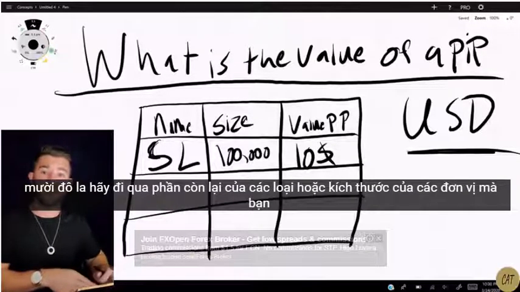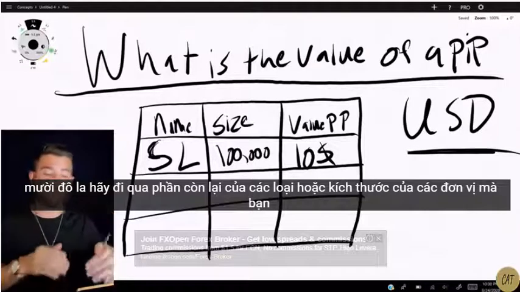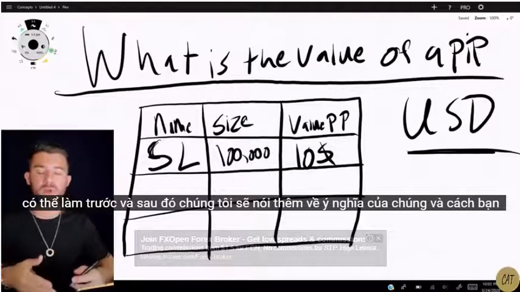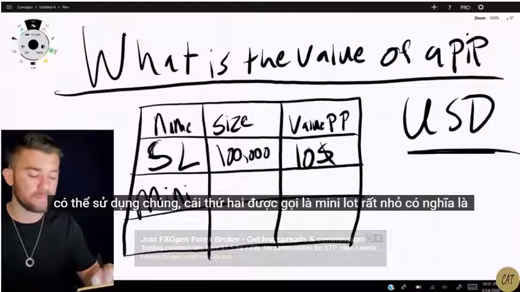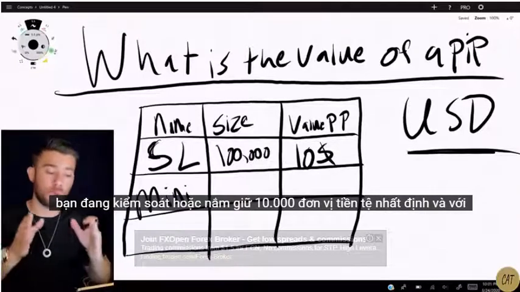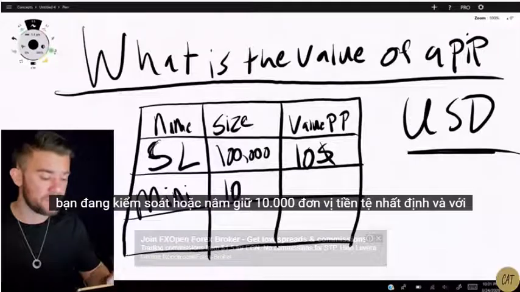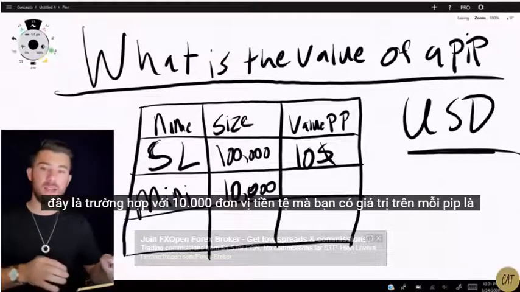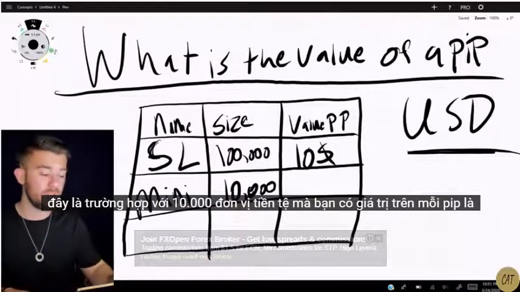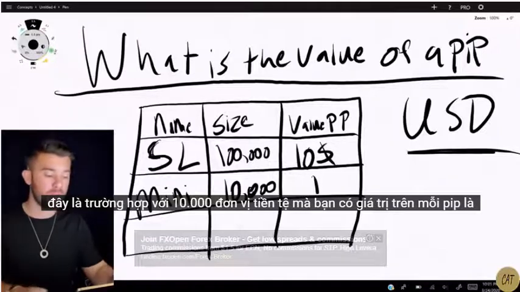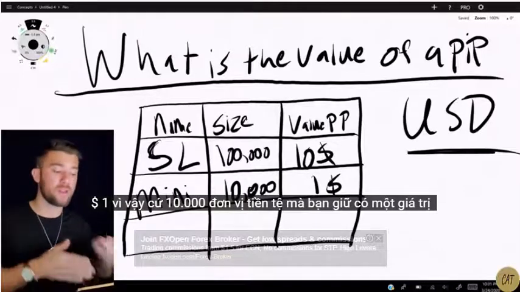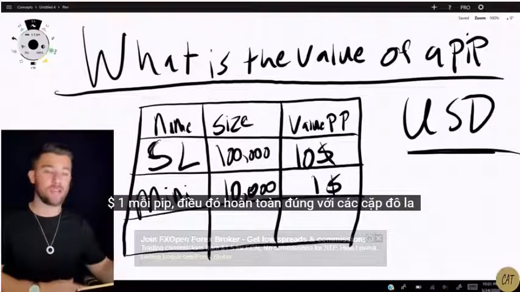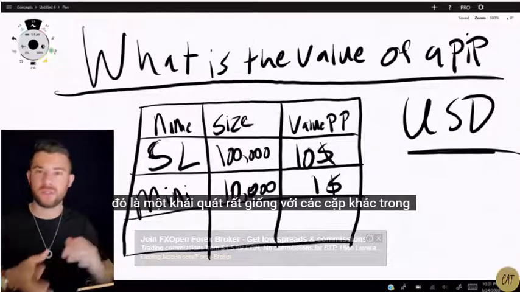Let's go through the rest of the types or sizes of units that you can do first, and then we'll break into more about what they mean and how you can utilize them. The second one is called a mini lot. A mini lot means that you're controlling or holding 10,000 units of a certain currency, and with 10,000 units, you have a value per pip of $1. That's exactly right on dollar pairs. It's a generalization that is very similar on other pairs as well.